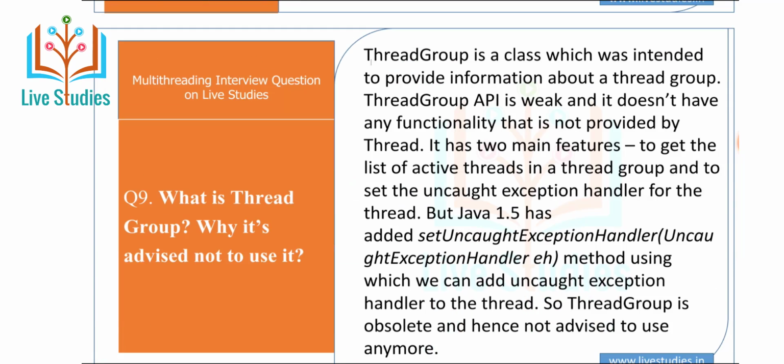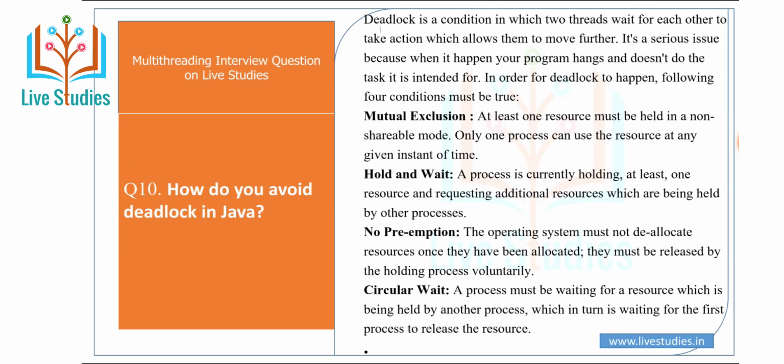Another question is, how do you avoid deadlock in Java? Very most important question. Deadlock is a condition in which two threads wait for each other to take action which allows them to move further. It is a serious issue because when it happens, your program hangs and does not do the task it is intended for.